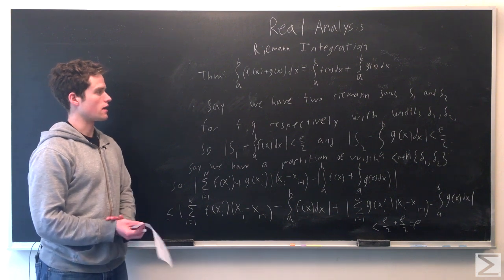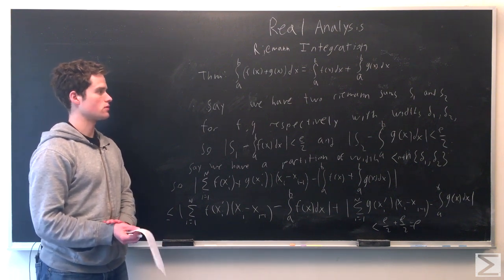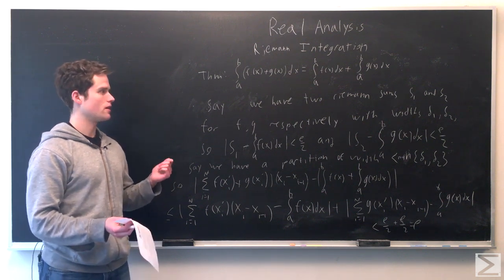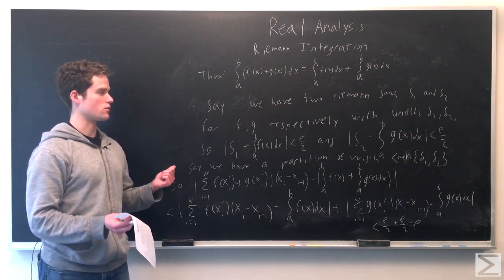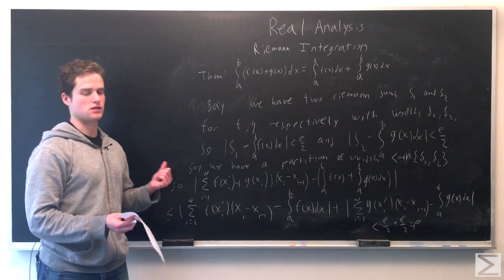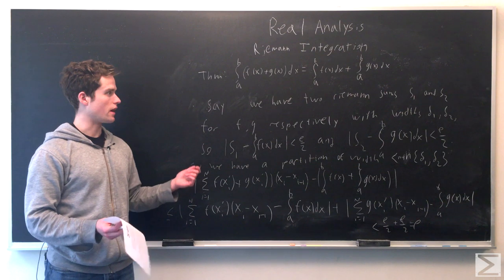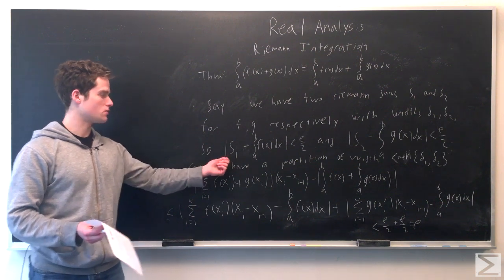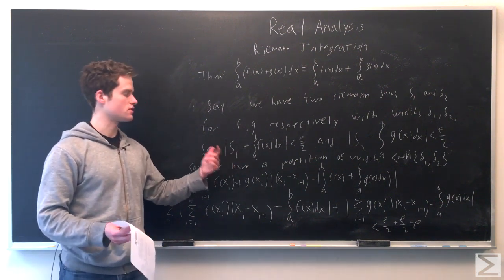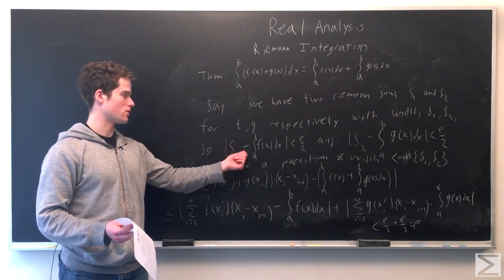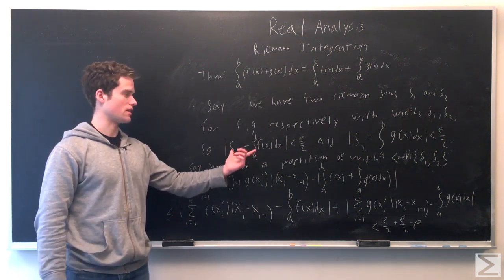So to do this, first we're going to choose two partitions and Riemann sums for f and g respectively. So we're going to have widths delta 1, delta 2, such that for a partition with width less than delta 1, the sum S1 minus integral ab f of x dx is going to be less than e over 2.